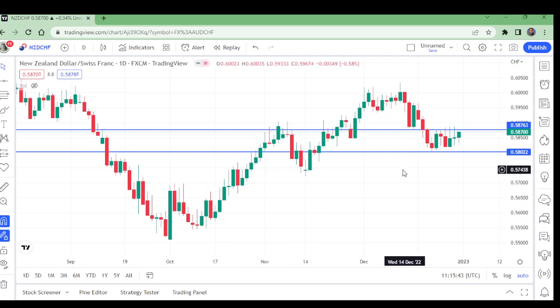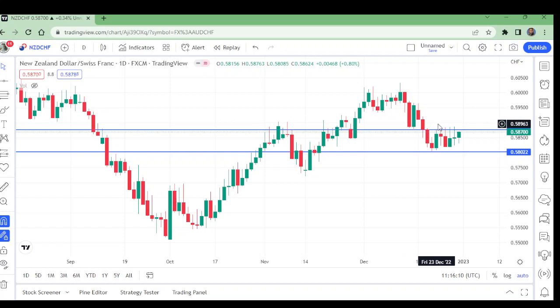This is the chart of NZDCHF. This has made an upward trend setup. This was the low of the market. From the low, the market went up to this high.